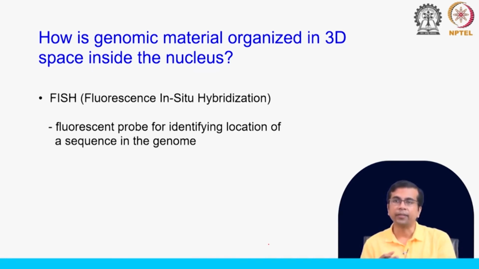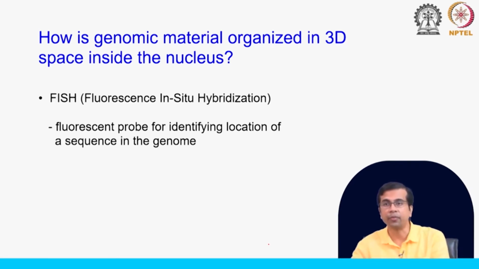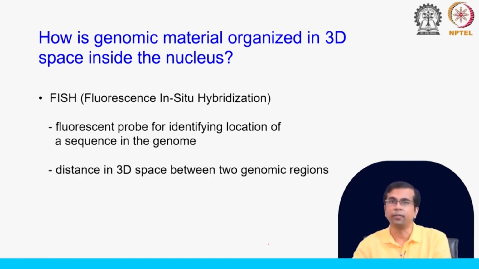Now, as you can realize, this is probably quite a time consuming method. You have to design probes for each sequence, and you cannot scale it up for studying all sorts of interactions happening in the genome. You cannot apply it on a large scale, genome wide. As I mentioned, this is low throughput, but if you are interested in the interaction between two specific genomic regions that are of interest to you, then you can apply this method and get some idea about the distance in 3-dimensional space in the genome.